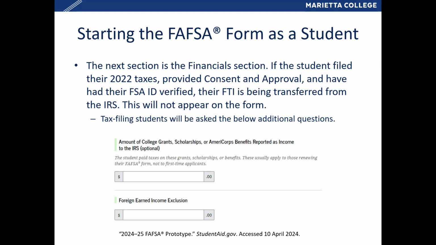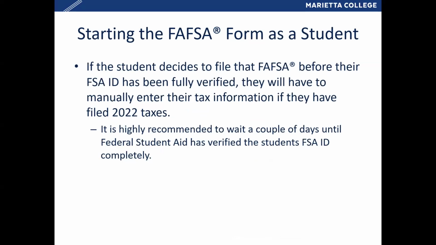Additionally, tax filing students will be asked the below additional questions. That is the amount of college grants, scholarships, or AmeriCorps benefits reported as income to the IRS, and any foreign earned income. Again, I'm just going to reiterate that if the student decides to file their FAFSA before their federal student aid ID has been fully verified, they will have to manually enter tax information if they filed 2022 taxes.